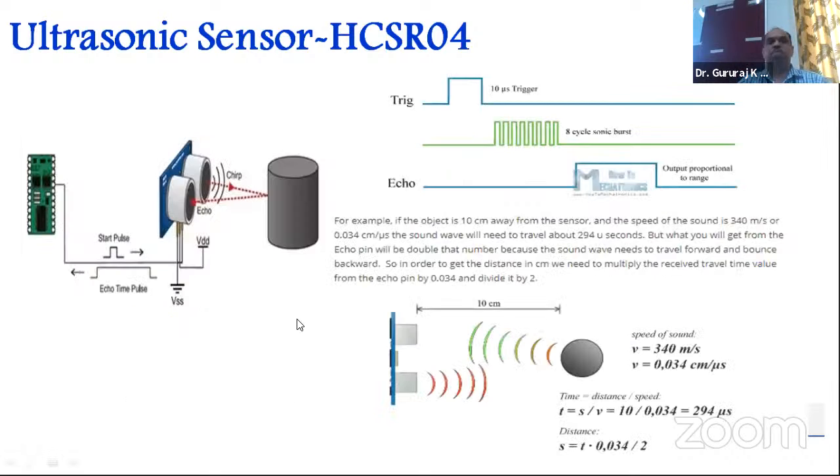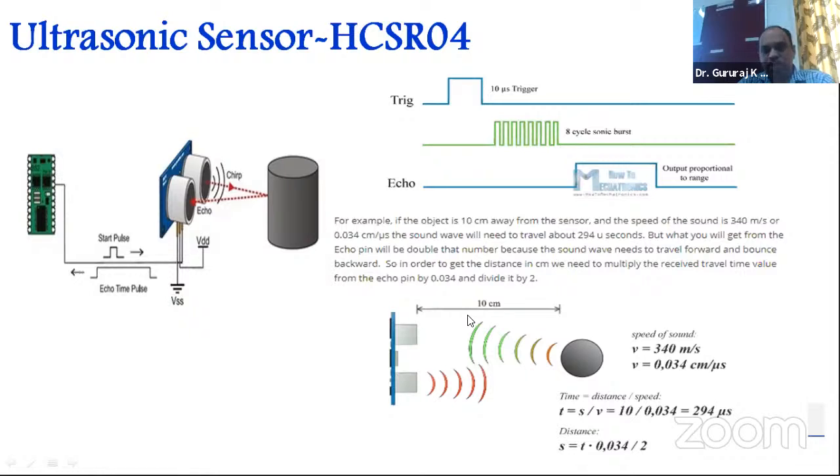So how does it measure? This is how the measurement goes. The trigger will generate the 10 microsecond signals, and a sonic burst of signals will be continuously transmitted, and the echo will receive the signals. So the trigger sends the signals, and the echo is receiving the signals. If there is an object, the signal goes and returns back. And there will be a microcontroller, an Arduino board, that is connected here. The pulse signals will be generated.